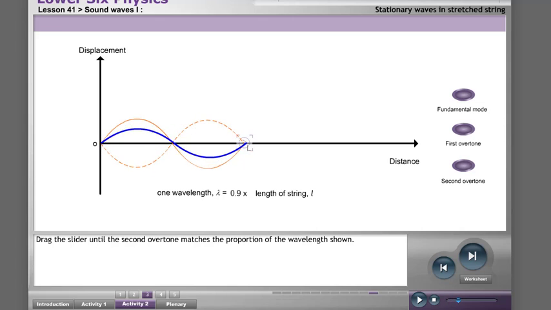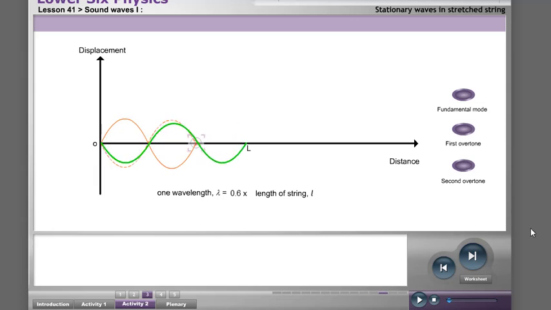Drag the slider until the second overtone matches the proportion of the wavelength shown. How many wavelengths are equal to the length of the string? Answer: 1.5 wavelength.